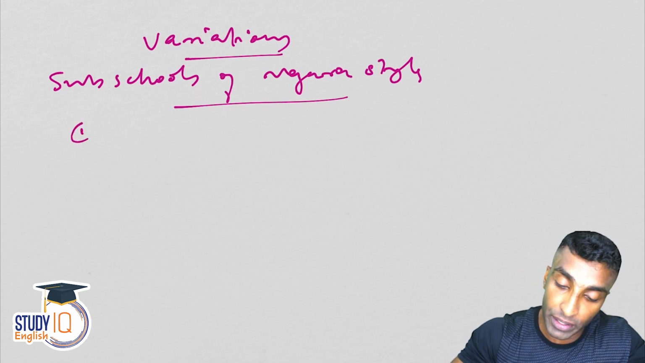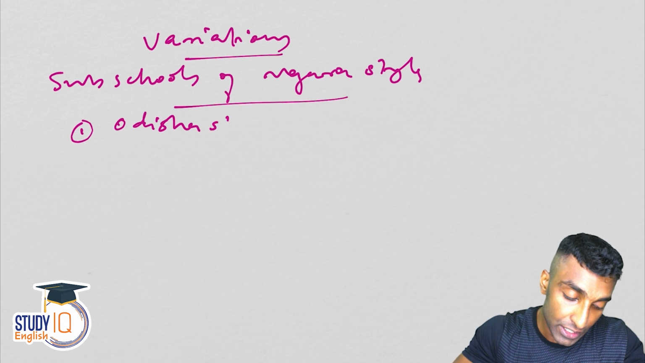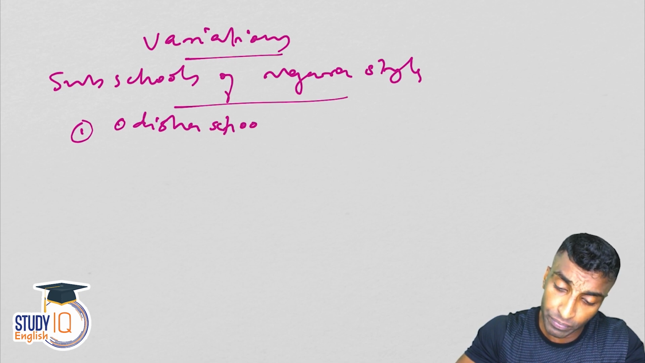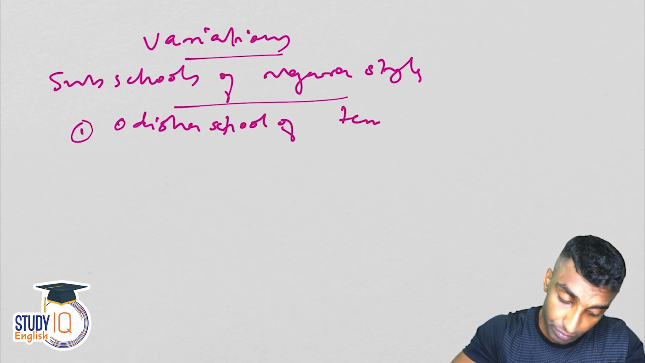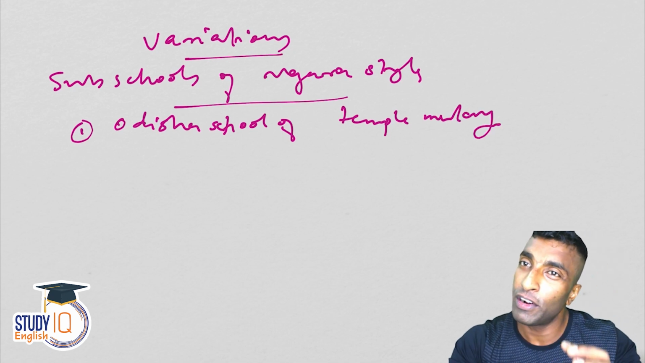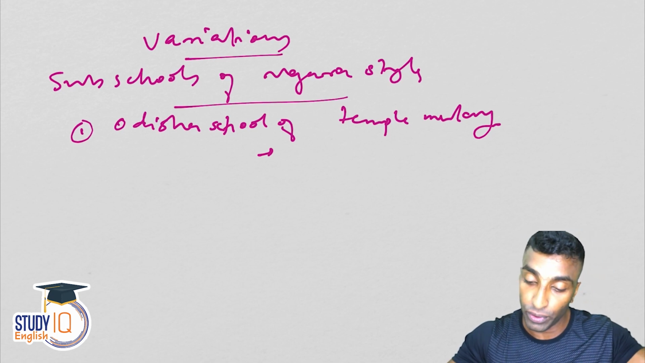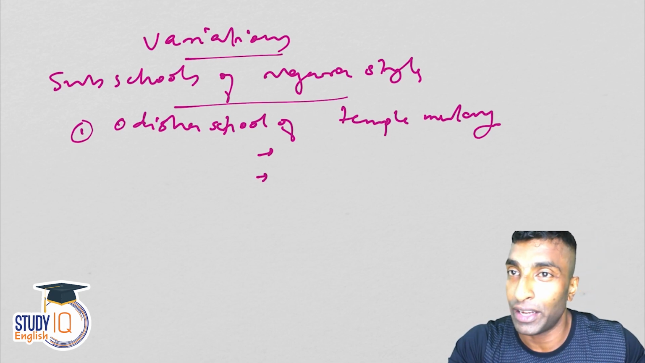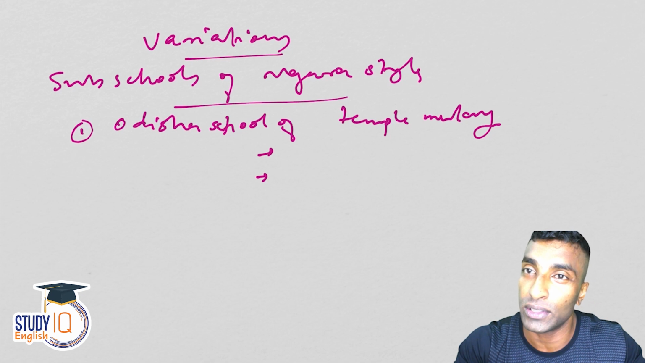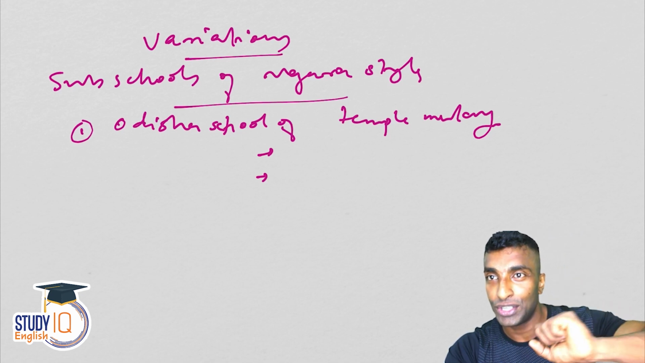So the first one that I'll be discussing is Odisha style. So the Odisha school of temple making. Here you will find some changes in the shikharas like what you have seen before, and then there will be some changes in decoration, some changes in boundary walls. This is what predominantly we need to discuss in this. So what is that change in shikhara?